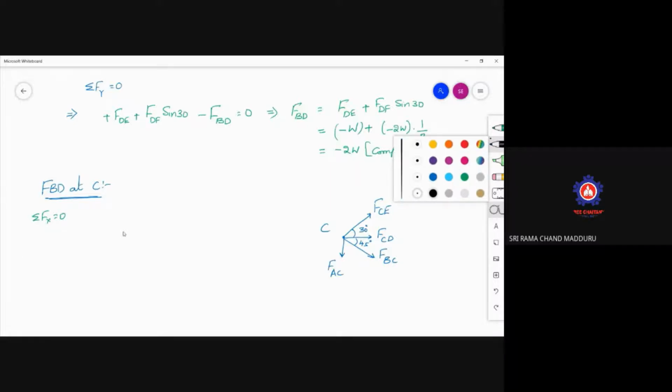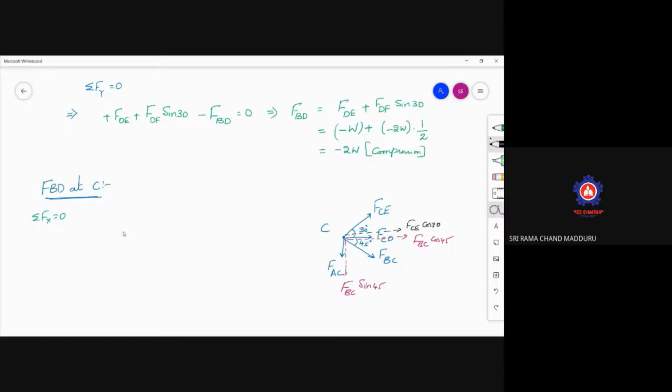When you are given sigma Fx is equal to 0, we have to resolve the forces along the x-axis as well as along the y-axis. This FBC is FBC sine 45, FBC cos 45. Whereas here, FCE cos 30, FCE sin 30.